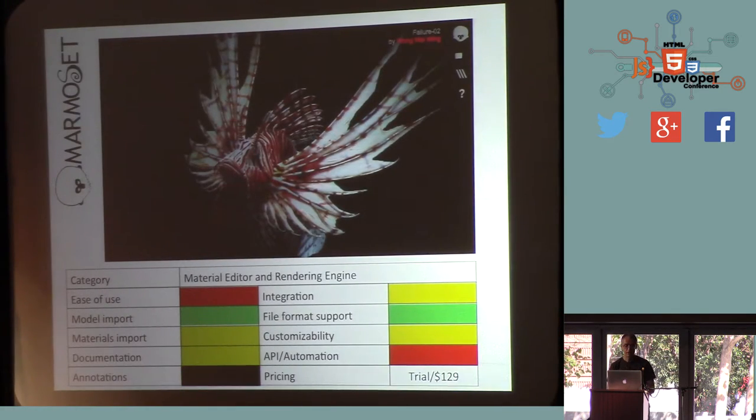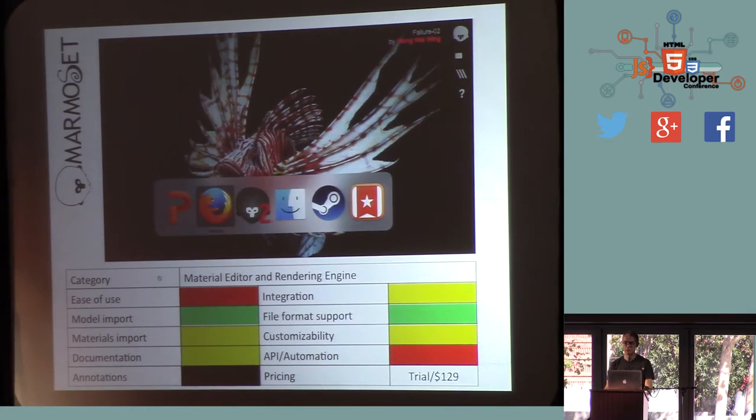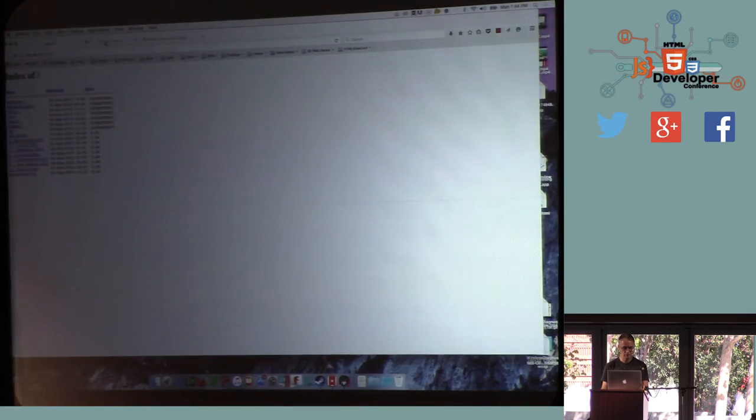Then we have Marmoset. Marmoset Toolbag 2 is a product, and this is the only desktop product I'm going to show you. So this price here is for a perpetual license. It's not very easy to use because it uses a different rendering style than nearly all the other viewers. It uses physics-based rendering, which means that materials are defined in a very different way. But the good thing about that is that you can create some absolutely beautiful renderings.